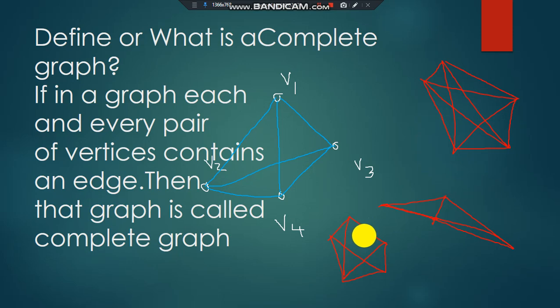Okay, so this is the way we can define it. A graph is called a complete graph if each and every pair of vertices in that graph is connected by an edge, then that graph is called a complete graph.